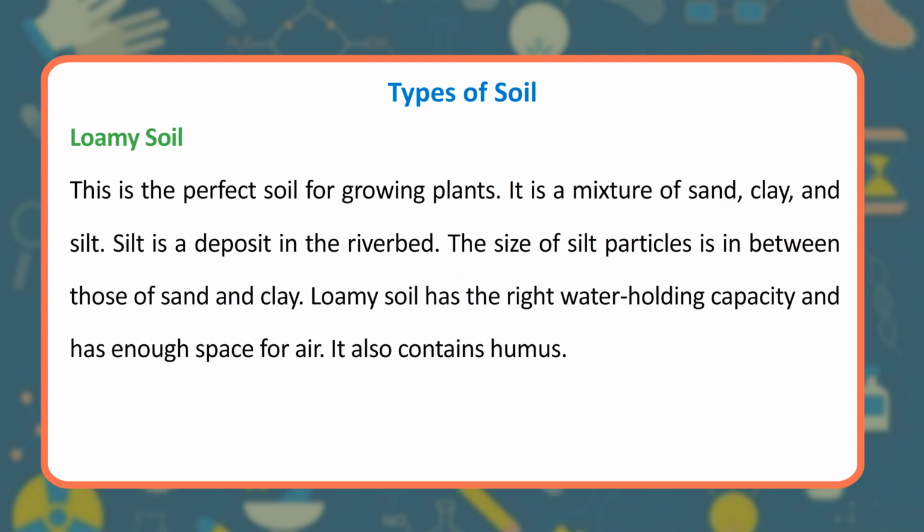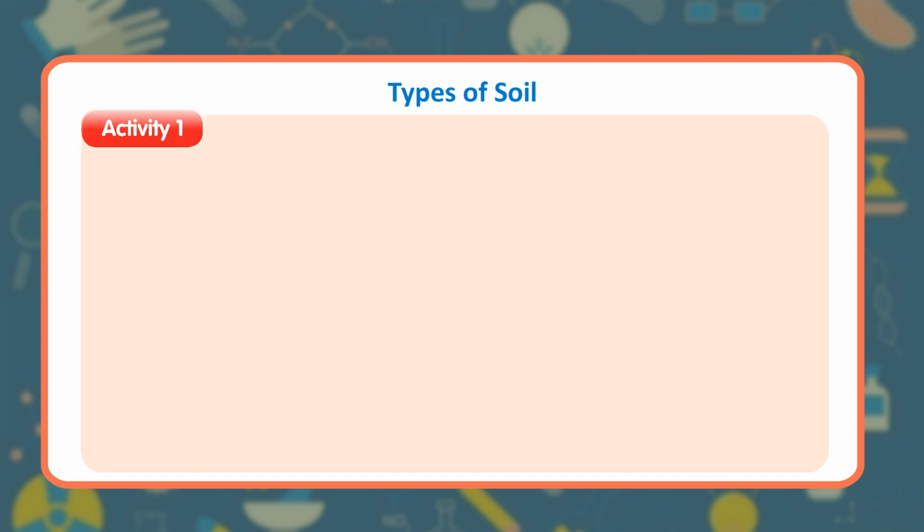Loamy soil. This is the perfect soil for growing plants. It is a mixture of sand, clay, and silt. Silt is a deposit in the riverbed. The size of silt particles is in between those of sand and clay. Loamy soil has the right water holding capacity and has enough space for air. It also contains humus.